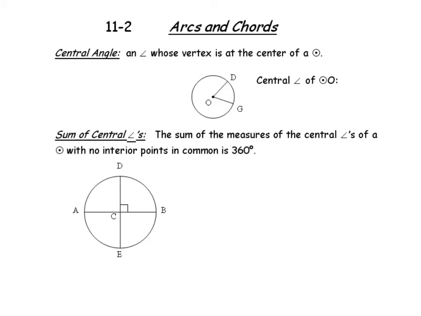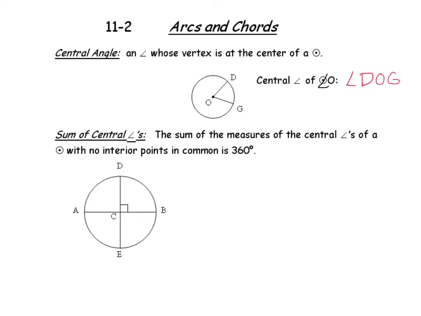So in 11.2, we're going to talk about arcs and chords. Before we get to those, we're going to talk about what a central angle is. A central angle for your circle is the angle whose vertex sits on the center of your circle. So the central angle we have here for this example is angle DOG. Central angles have vertices that sit on the center of your circle.